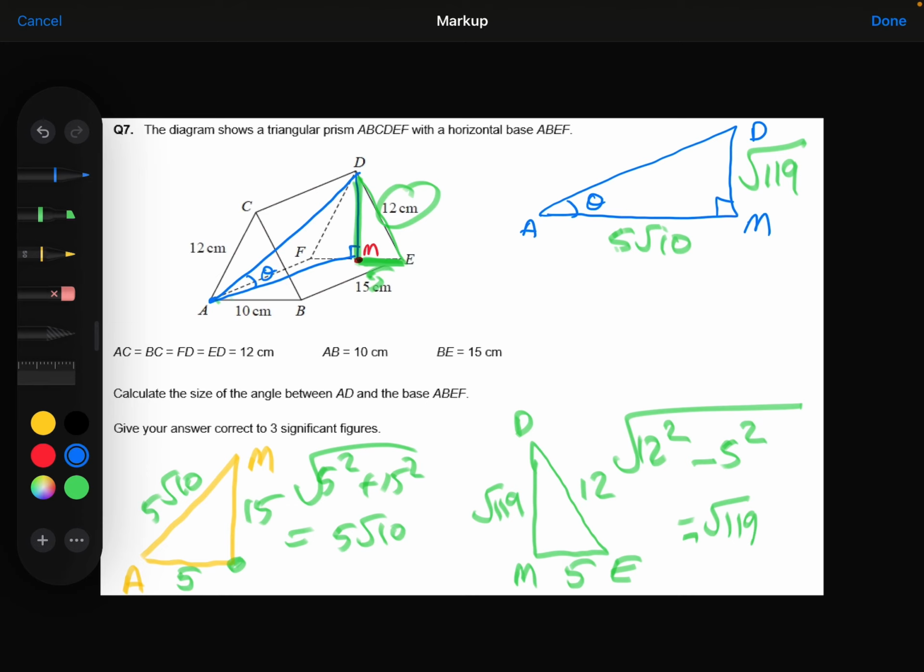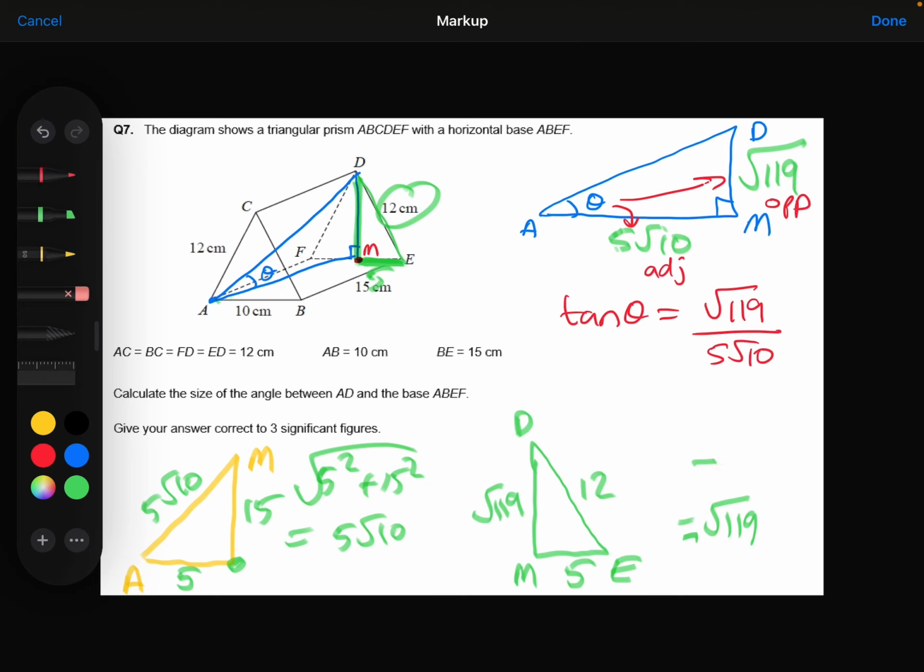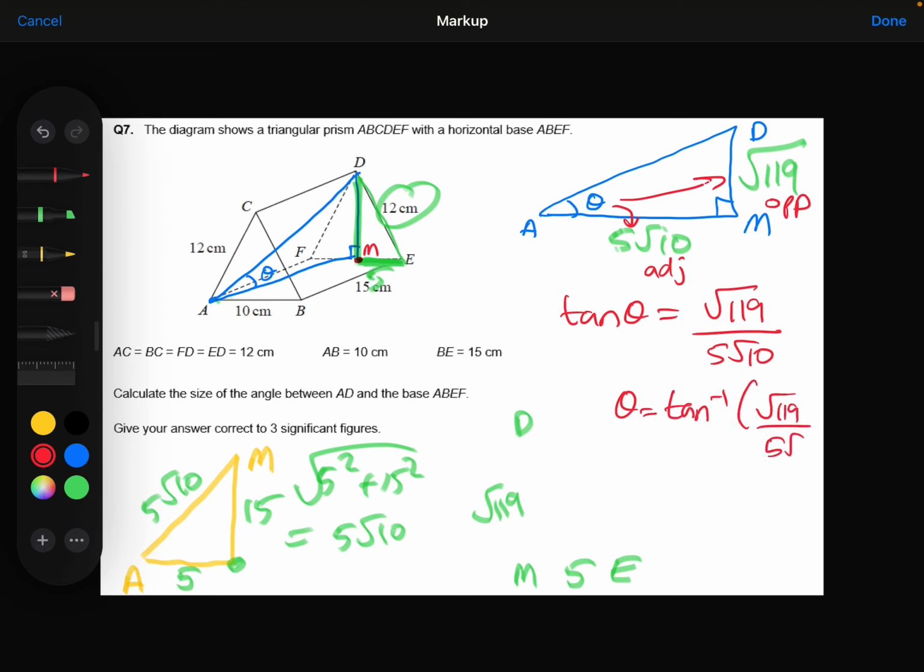And now we can do some SOHCAHTOA. The root 119 is the opposite. The 5 root 10 is the adjacent. So tan theta equals the opposite divided by the adjacent. Do tan inverse. And we get our answer, which is 34.6 degrees.